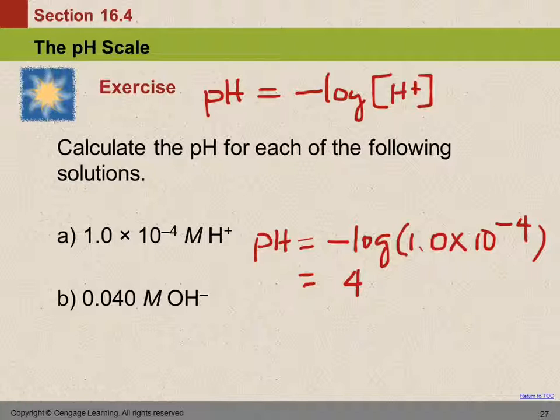Now, I'm not going to trick you with sig figs on an exam, but let's just practice doing them. 1.0 times 10 to the minus 4, how many significant figures does that number have? It has 2. So in the pH, the significant figures are only after the decimal point. And so we really should write this as 4.00. So the pH is 4.00.